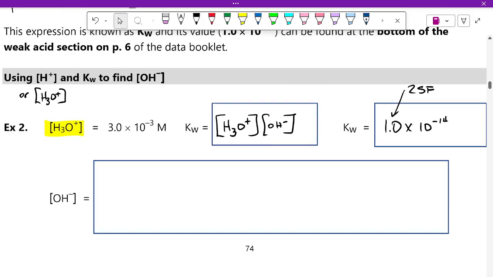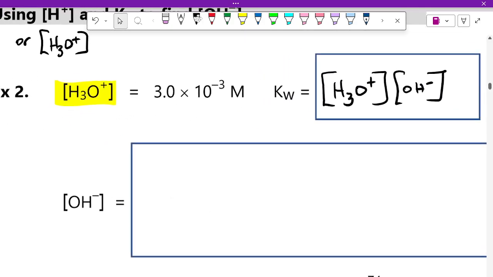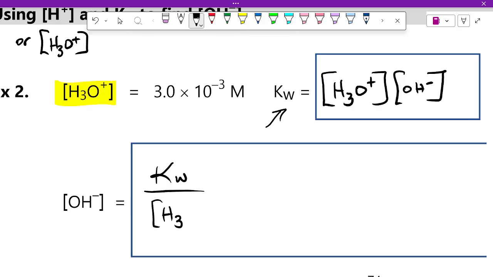Okay. And now we're going to find concentration of hydroxide. Can you solve this equation here for hydroxide? Yes. Hydroxide is equal to what? Kw divided by concentration of H3O plus. And then you just plug in your numbers and solve.